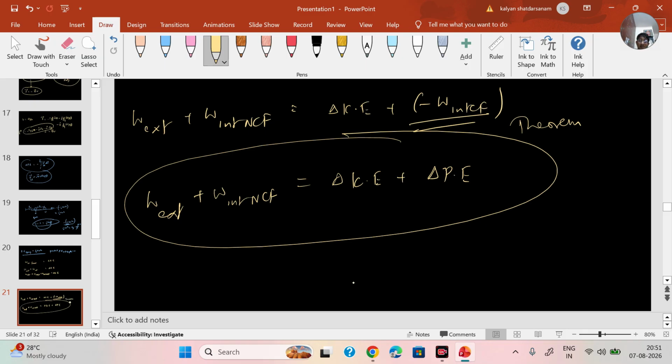Okay. There is a special case in this theorem which we will discuss now. Suppose it so happens that external forces don't do work, or they may not be there. Even if they are there, they don't do work. Similarly, internal non-conservative forces don't do work. Then what happens? Change in kinetic.